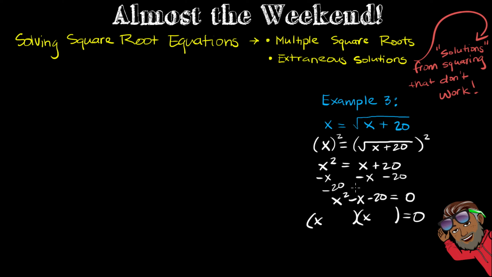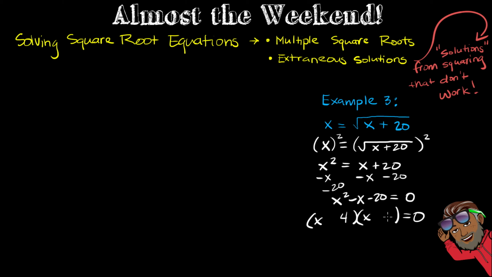My second one is 2 times 10. 2 and 10 can give us 20. But when I add 2 and 10, I get 12, not the middle. And when I subtract 2 and 10, I get 8. Once again, not the middle. My last possibility is 4 and 5. 4 times 5 is 20. And now when I add 4 and 5, I get 9, not negative 1. But when I subtract 4 and 5, I get 1, which is a version of negative 1. I just need to figure out how to make it negative.